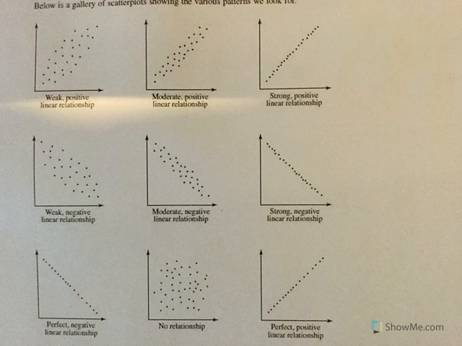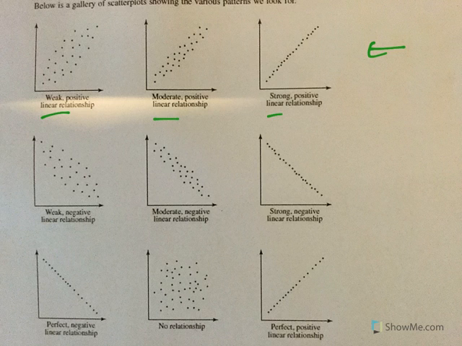Alright, so here are some examples. The top ones there are all positive relationships, and they're all kind of a line, and depending on how close the dots are to a single line depends on the strength. So on the left here we're starting with a weak, then we go to moderate, and then we go to strong. Positive, because as you go from left to right you go up as well.